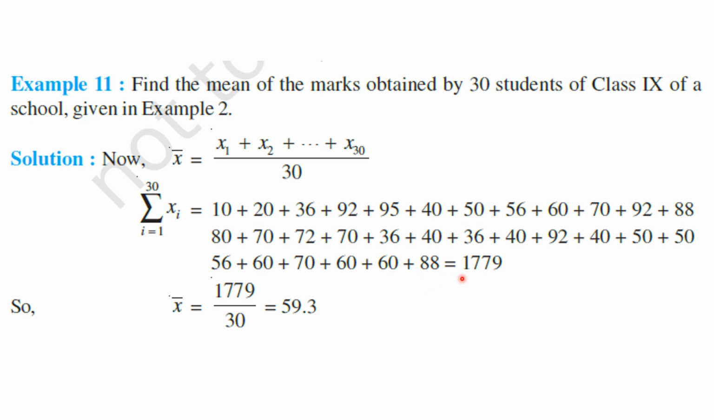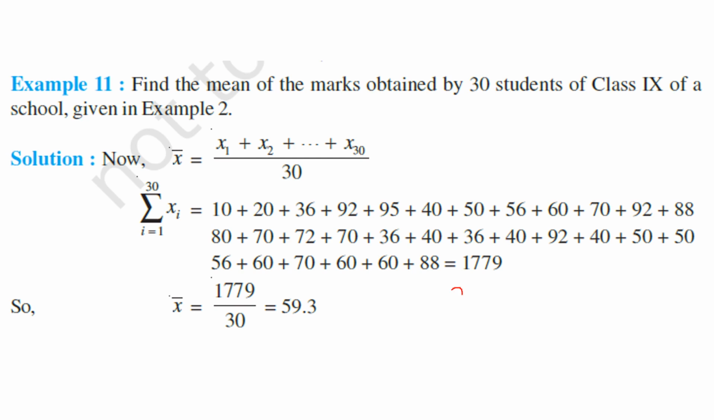That is equal to 1779. The sum of all these 30 observations is equal to 1779. So we have found the sum of all observations. So x bar is equal to 1779 by 30. Understood this statement, children? Right. That is equal to, on dividing 1779 by 30, what will you get? 59.3.